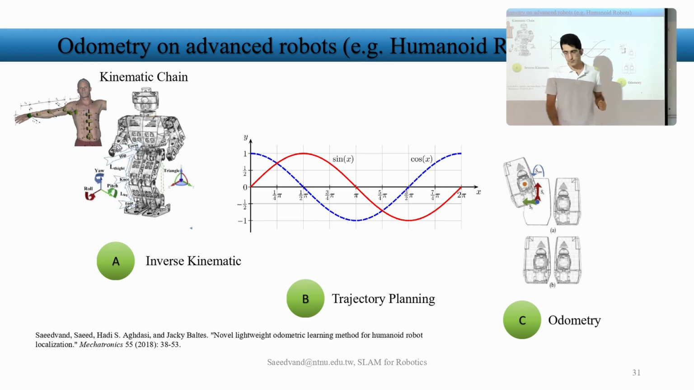The second part is trajectory planning. Trajectory planning means that now I have control of each one of the end effectors, end points of my robot, legs and arms. So I want to say how they should move to be able to walk in a humanoid robot. So what do you think? What is your idea of how it can be possible?